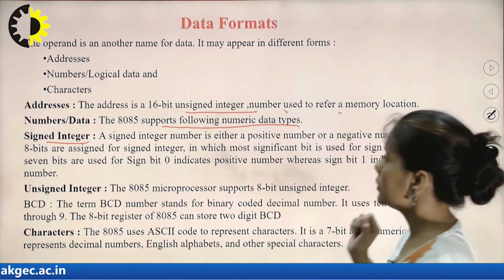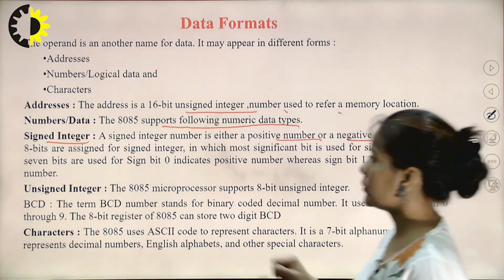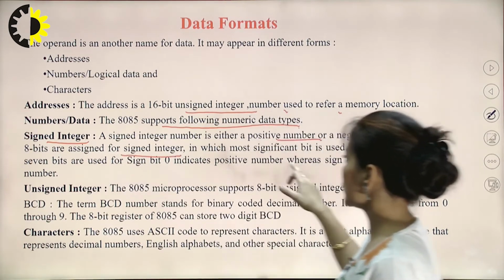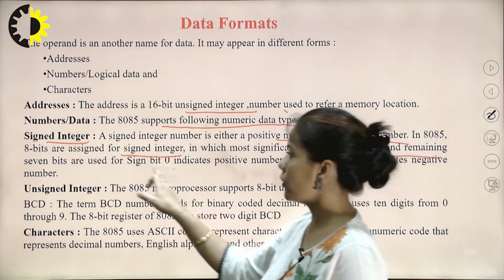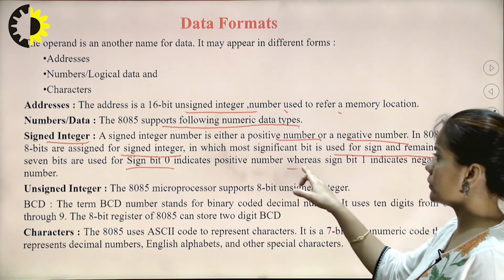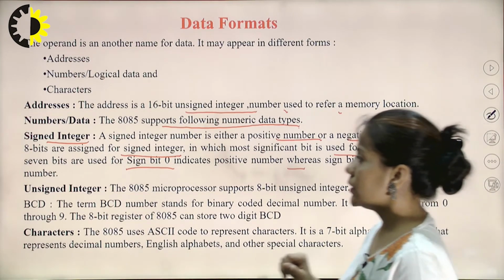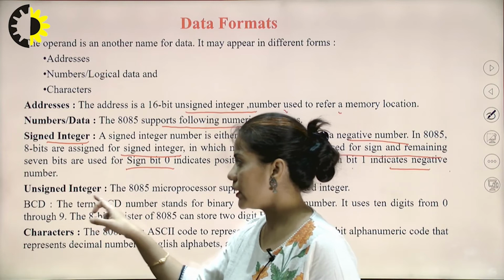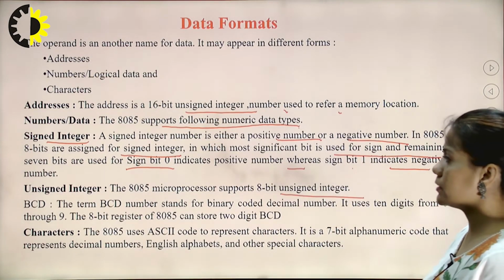Signed integer. So it's either a positive number or a negative number. In 8085, 8 bits are assigned for a signed integer, in which the most significant bit is used for sign and the remaining 7 bits are used for the magnitude. Sign bit 0 indicates a positive number, whereas sign bit 1 indicates a negative number. Now the unsigned integer: it supports an 8-bit unsigned integer.